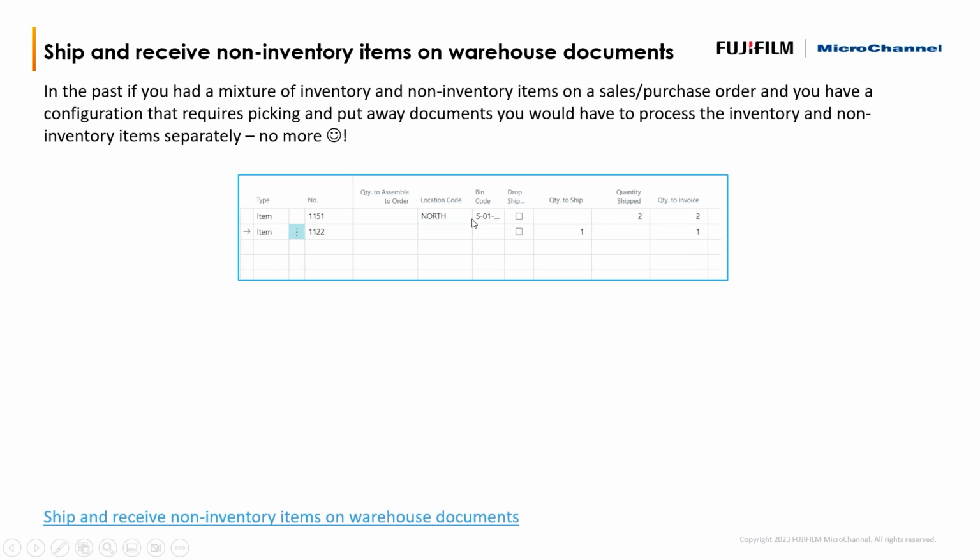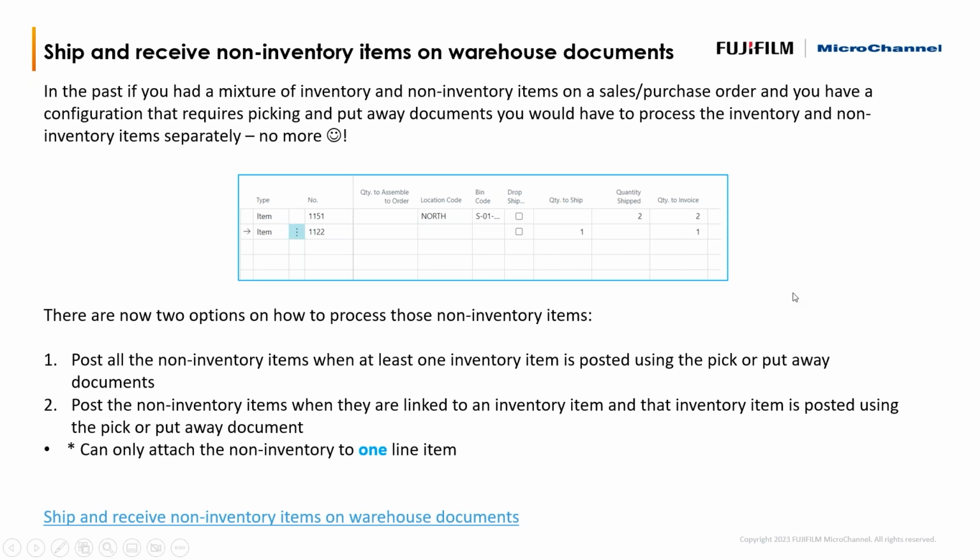So there would be someone in the warehouse that would have to process it. In the example here, the warehouse has gone and processed and shipped out ship 2, but it's actually left my non-inventory item on my order for someone, possibly in admin, to come along and then do the shipment of the non-inventory line. Well, they've made a huge change, which is absolutely great.